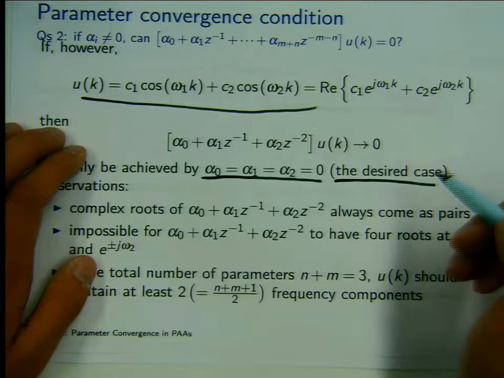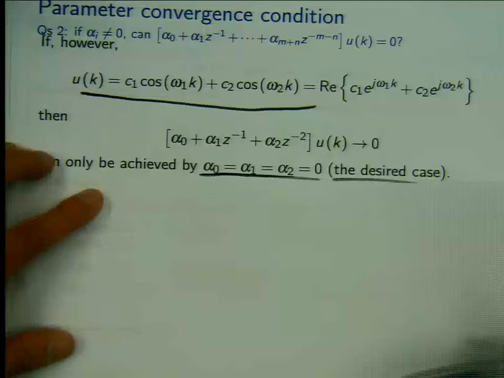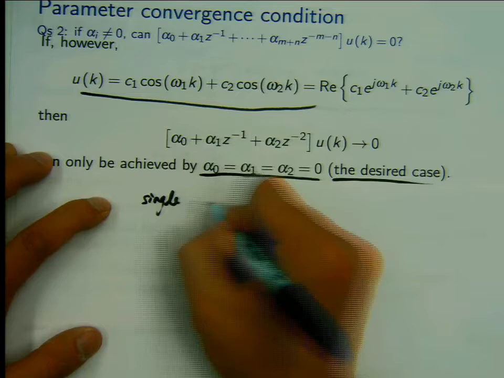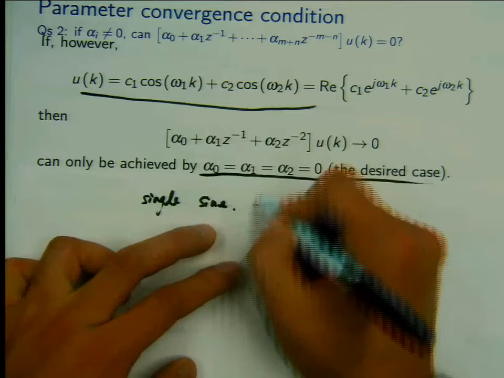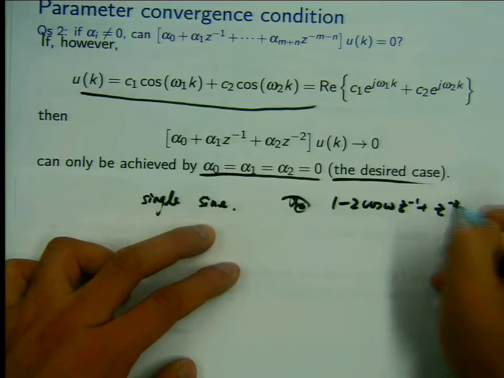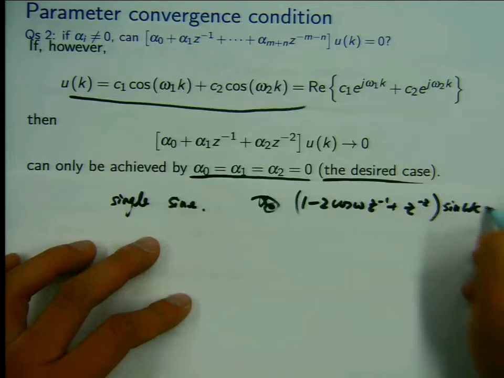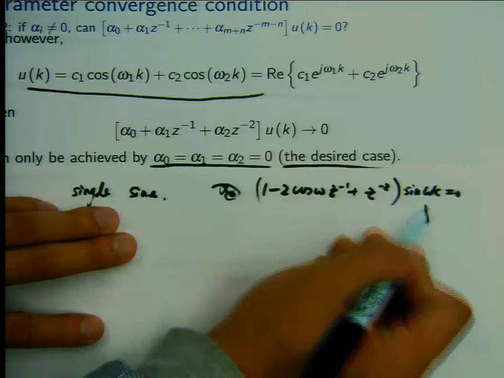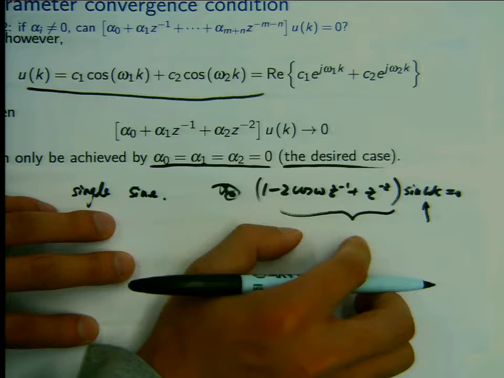Let me put this here. For single sinusoidal frequency components, it's possible that we have derived this: 1 minus 2 cosine omega z^-1 plus z^-2, times sine omega k, is 0. Okay? So observe this result here. For single sinusoidal frequency components, I need a second order polynomial to cancel this.